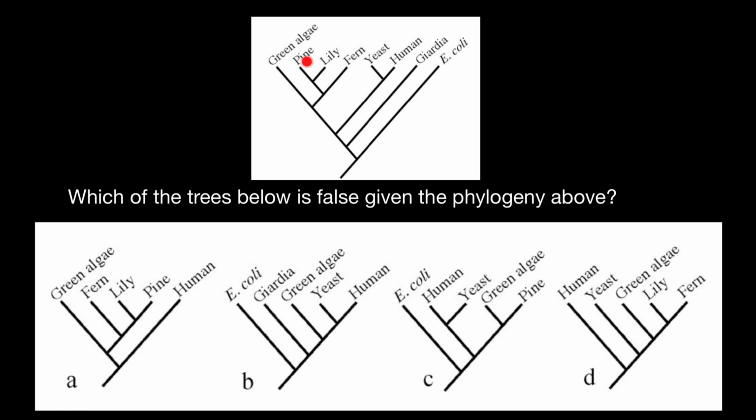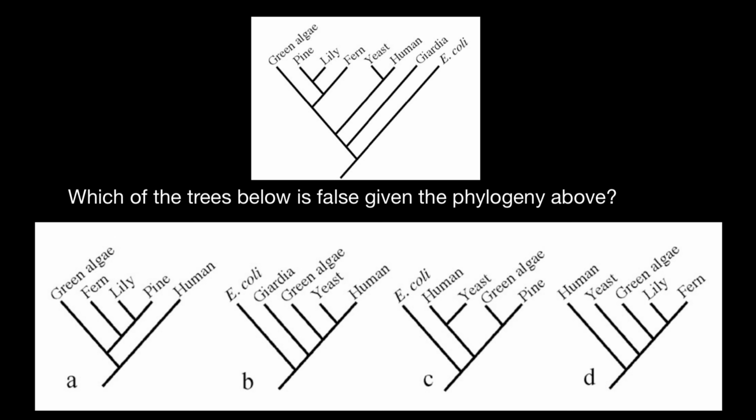For example, pine and lily have a recent common ancestor, and we can arrange them in one clade. But we also can swap lily and pine, and the relationship is going to be the same. Or, pine and lily also have a common recent ancestor with fern, and we can arrange them in an even bigger clade, and this clade we can flip vertically and still have the same relationship between them.